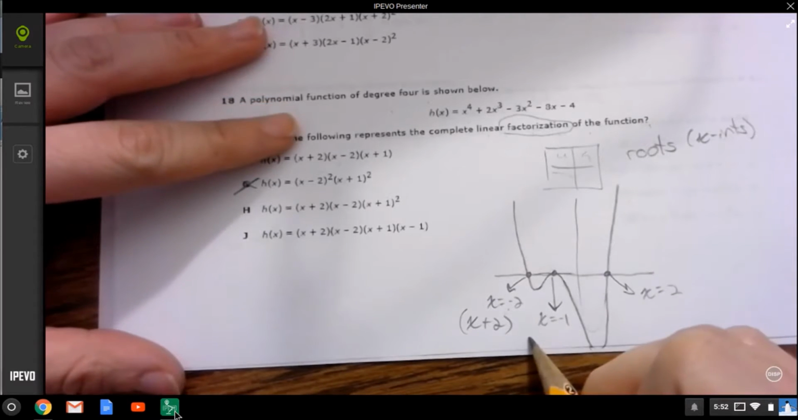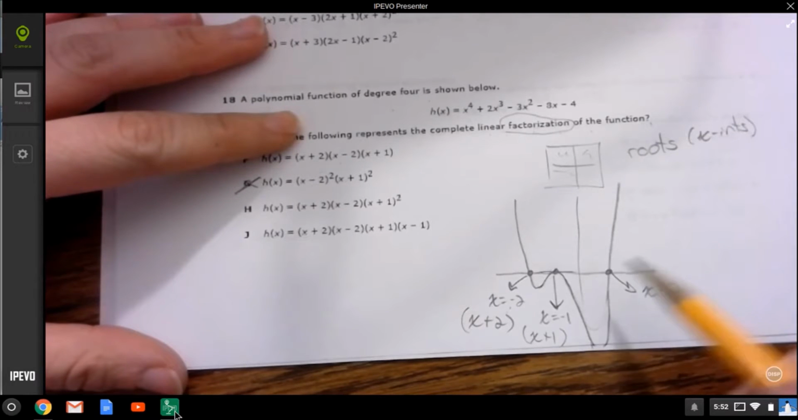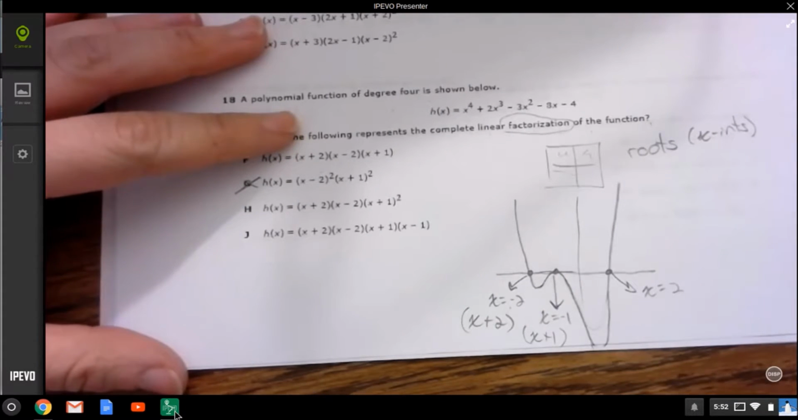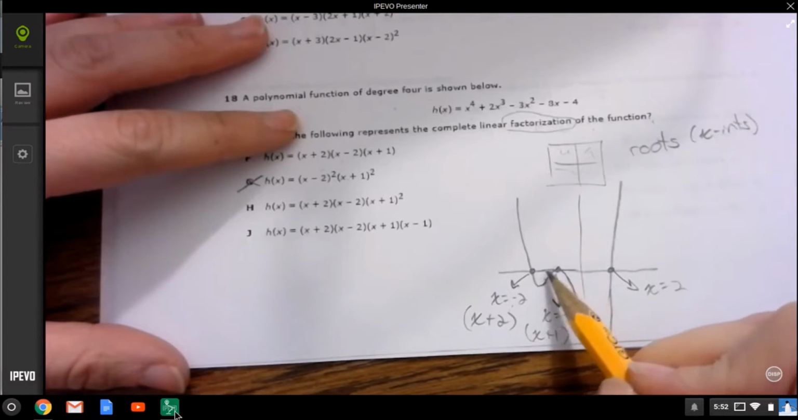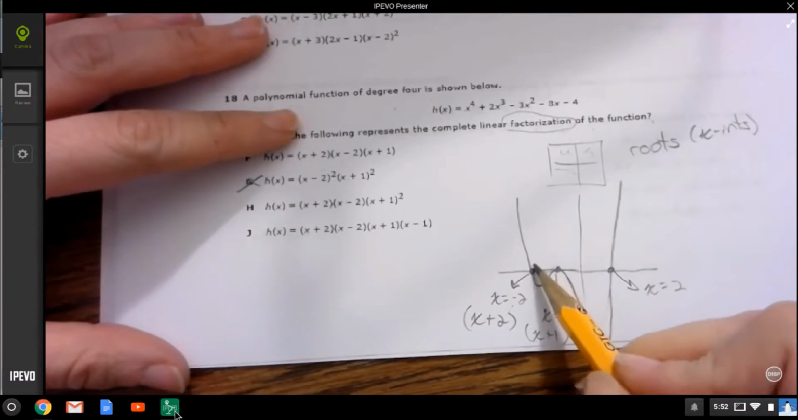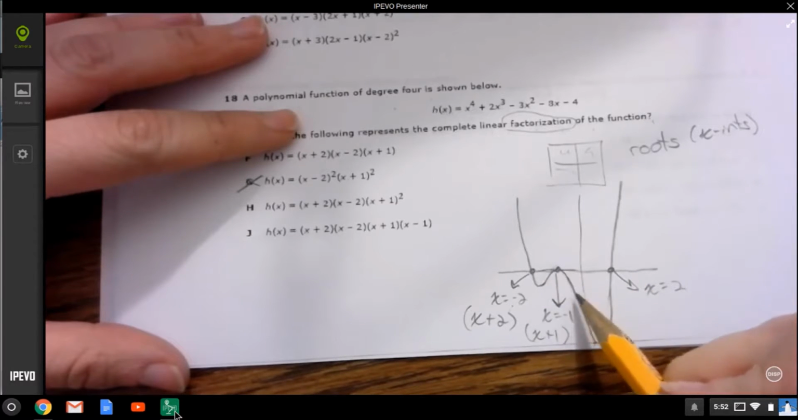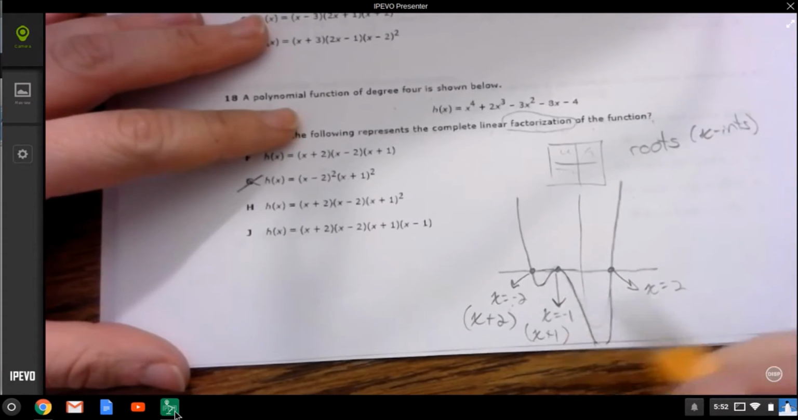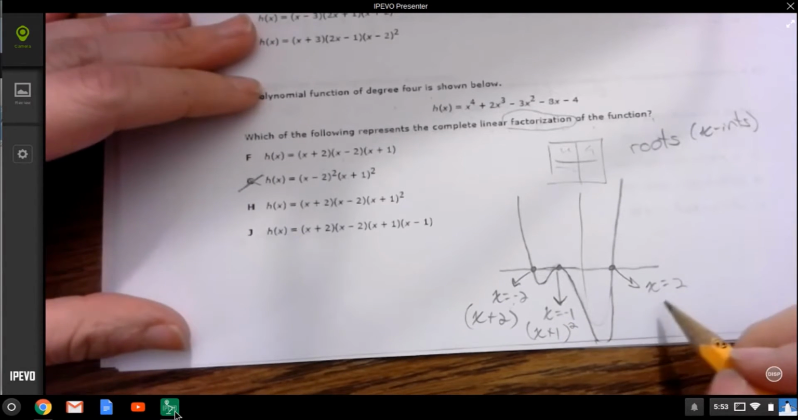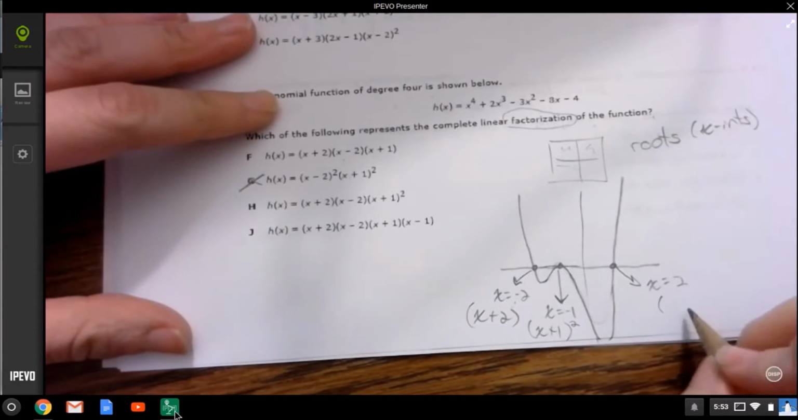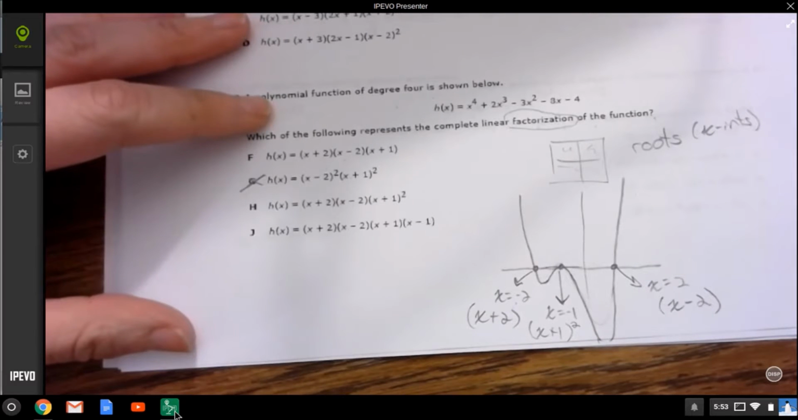And then I know I've also got x plus 1. And notice that this is on what we would call a vertex if this were quadratic. So it doesn't pass through like these other roots do, just touches it and goes back. So that means that this factor is actually squared. It's there twice. And then this factor, if the root is +2, the factor would be x minus 2.